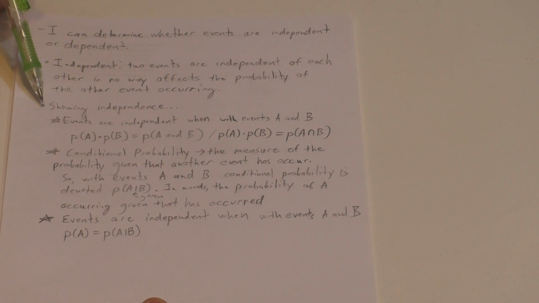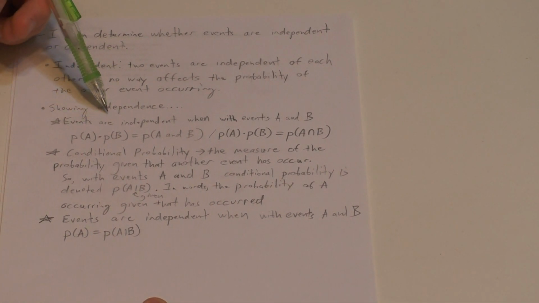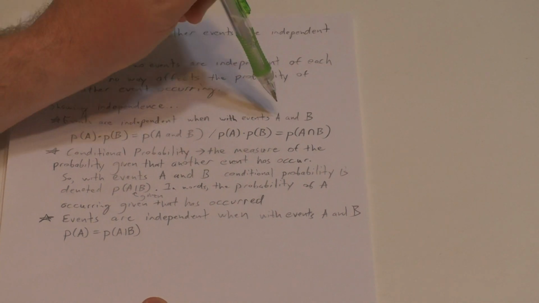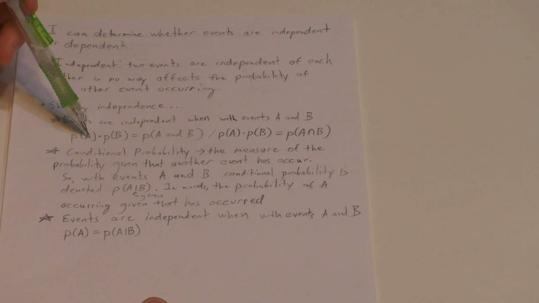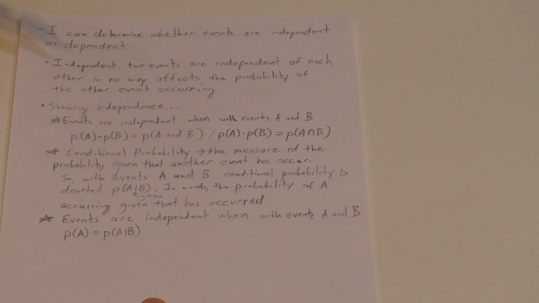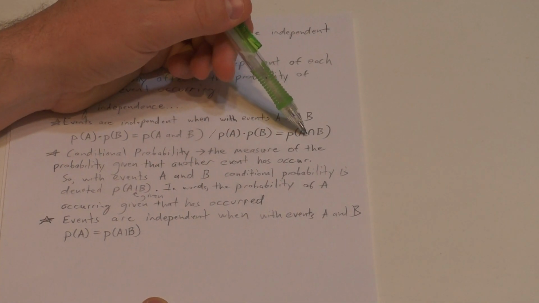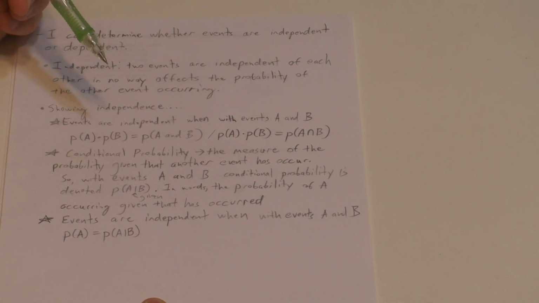What I want to show you today is how you can show independence. The first thing you can do: events A and B are independent if you multiply the probability of A times the probability of B and you get the same probability as if you calculate the probability of the events occurring together. That's what this AND means, and I just showed it over here too using the set notation for AND. These two things mean the same thing. I just wanted to put that out there.